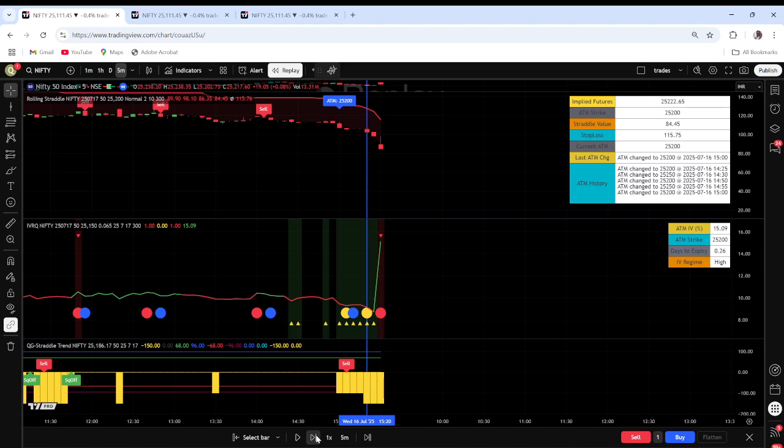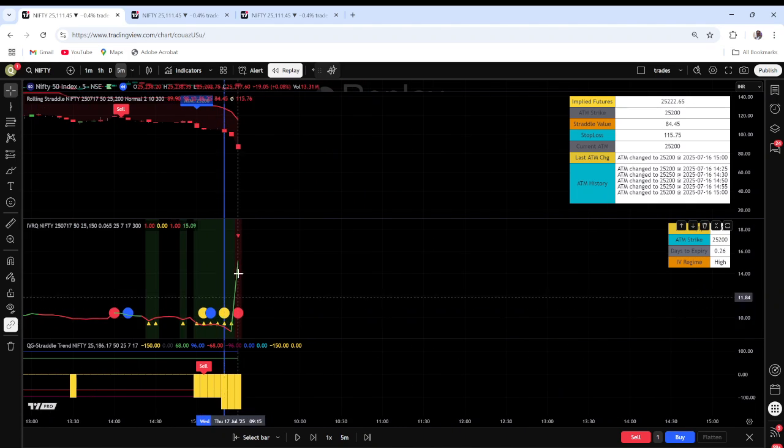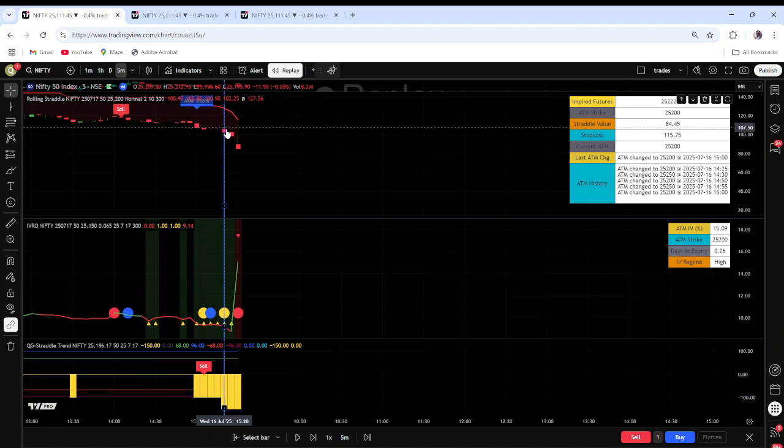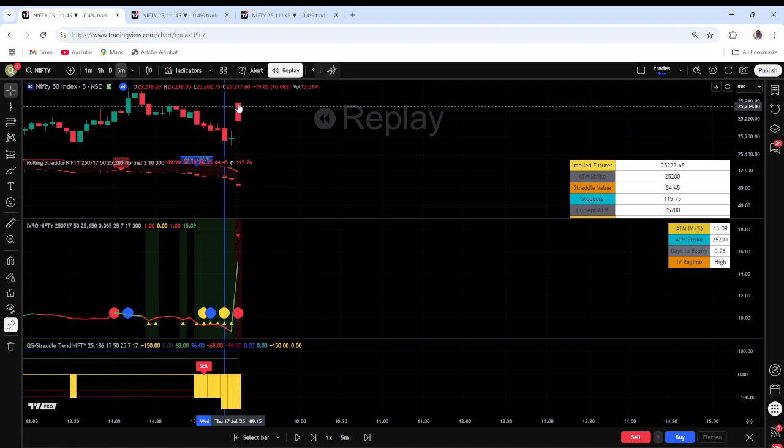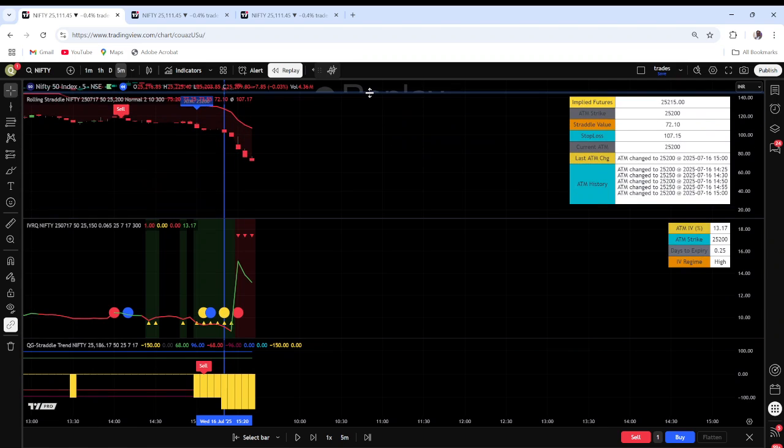Yeah, this is today morning. As you can see, IV is high and the market straddle price is falling. If you see, the Nifty price was like this. Now let us proceed. In fact, we do not need the Nifty chart. Let's concentrate on the straddle chart as such.